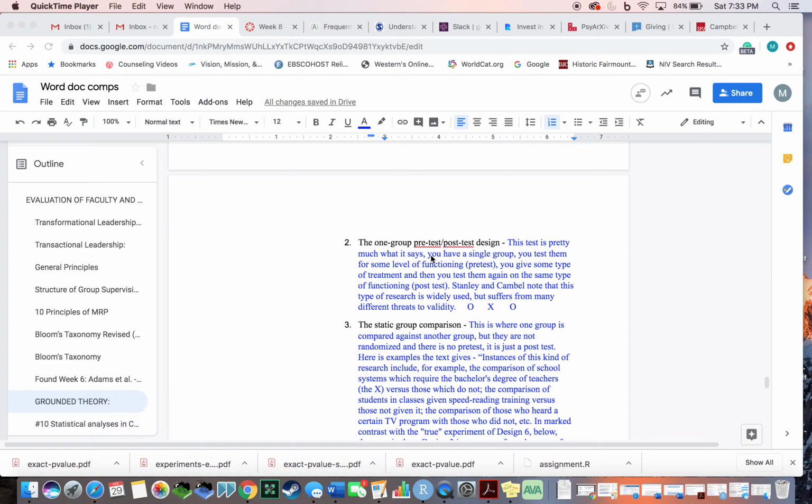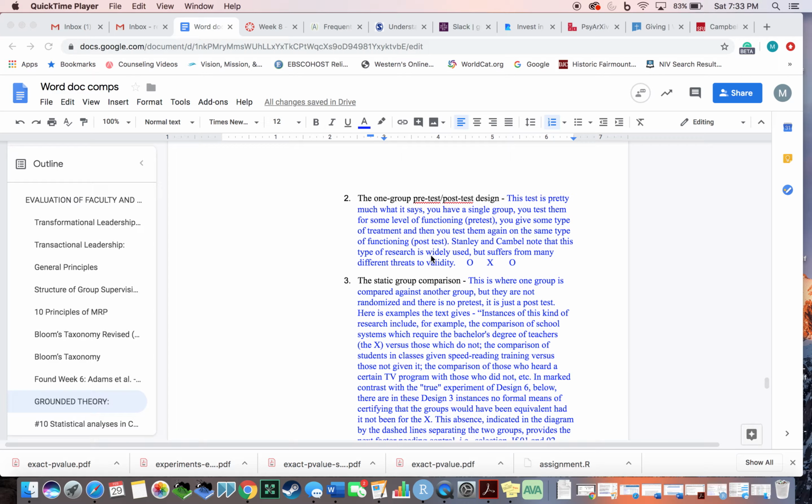Okay. The next one we have, which is number 2, is the one group pre-test, post-test design. It's pretty straightforward, exactly what it says it is. You have one group. You will give them a pre-test on something, give them some type of treatment, and then a post-test that measures the effect that treatment has. And so the notation is simply observation, or this can even be O1, X for treatment, and then an observation afterwards, and O2.